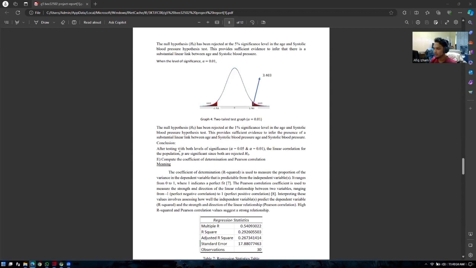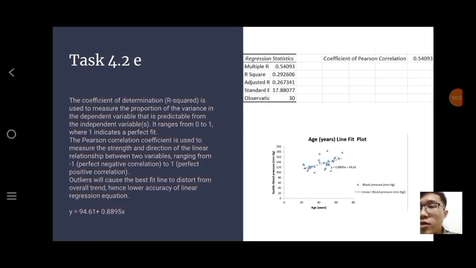For the conclusion, after testing with both levels of significance, alpha equal to 0.05 and alpha equal to 0.01, the hypothesis of no correlation for the population is rejected in both cases. Then I will present task 4.2e.